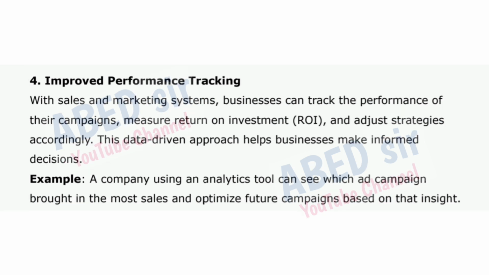4. Improved performance tracking. With sales and marketing systems, businesses can track the performance of their campaigns, measure return on investment, ROI, and adjust strategies accordingly. This data-driven approach helps businesses make informed decisions. Example, a company using an analytics tool can see which ad campaign brought in the most sales and optimize future campaigns based on that insight.